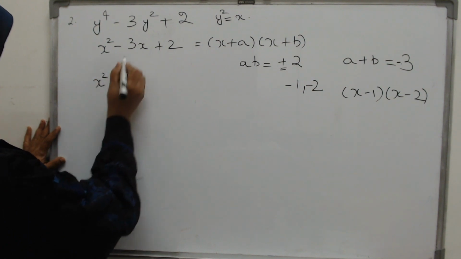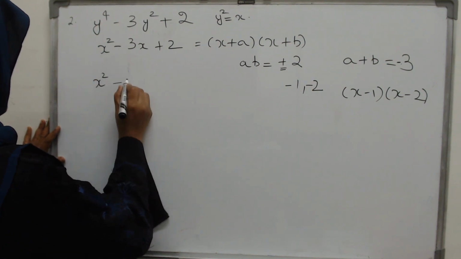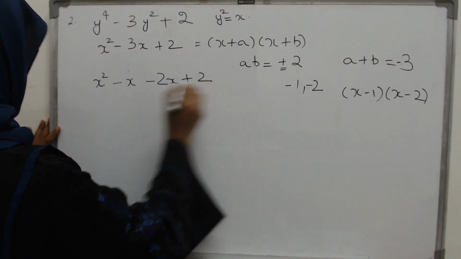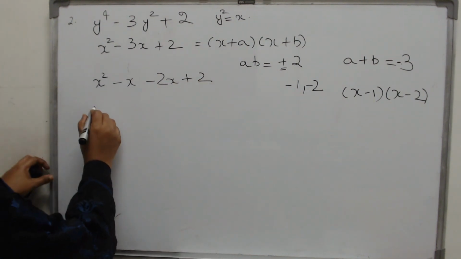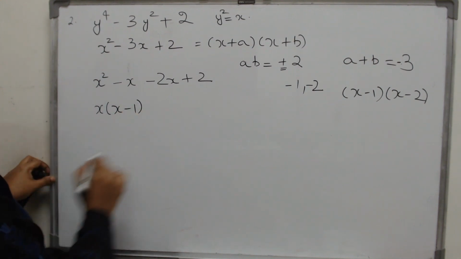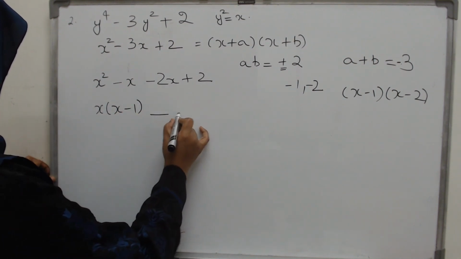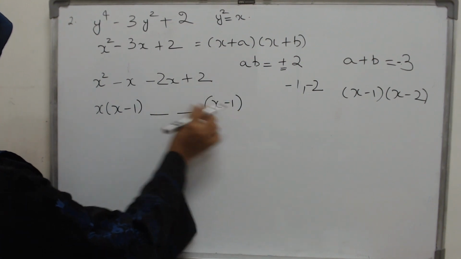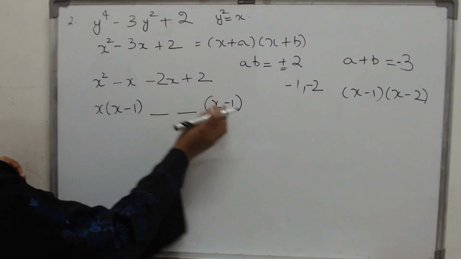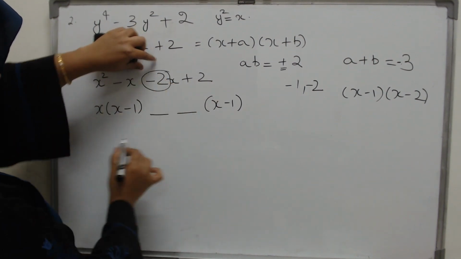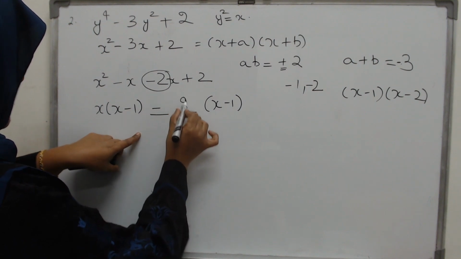Instead of minus 3x, write it as minus x minus 2x plus 2. What do you see similar in the first two terms? X. Take that out, then you have x minus 1. Then you need a sign, a number, and then again x minus 1. To make this minus 2x into x, what can you remove? You have to remove this, a minus and a 2.